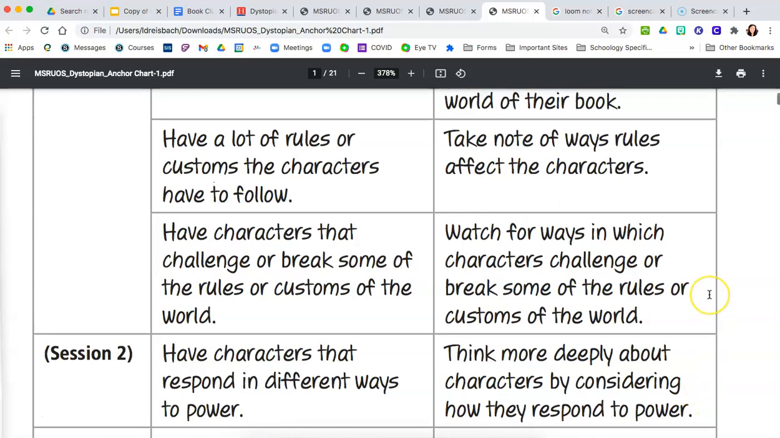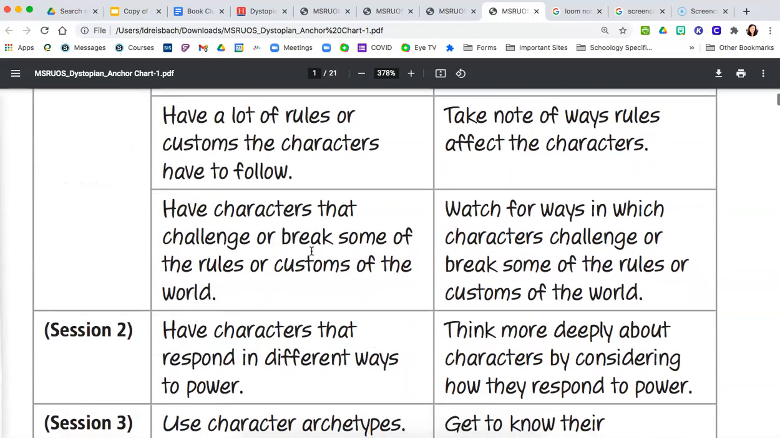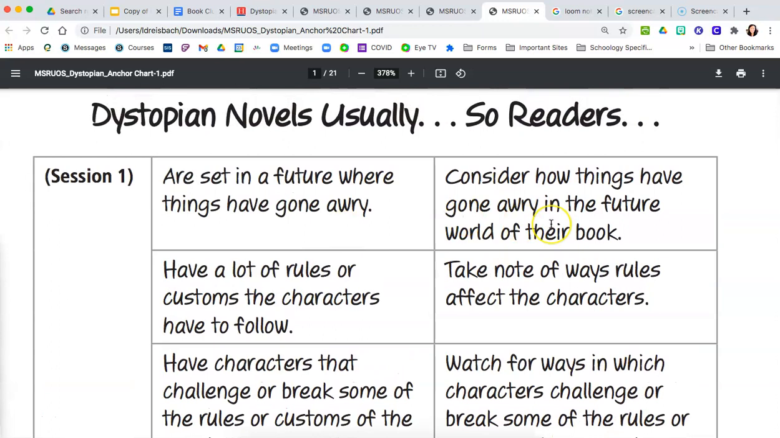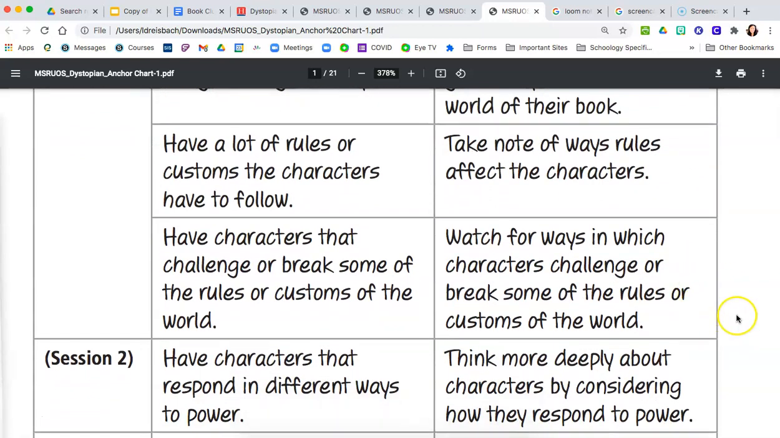So again, we know that these things are true of dystopian novels. We'll get to session 3 another day. And so you should consider how things have gone awry. How do those rules affect your characters? How do your characters, specifically your protagonist, challenge or break the rules? And how do they respond to the system of power? Take some little notes on that for yourself.